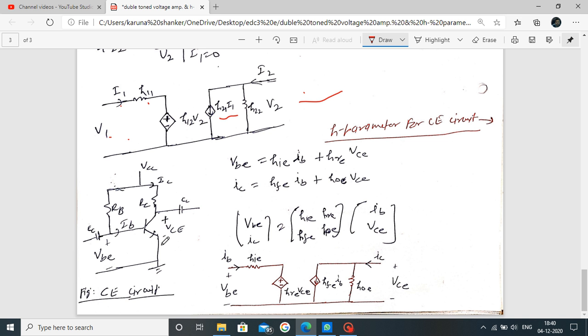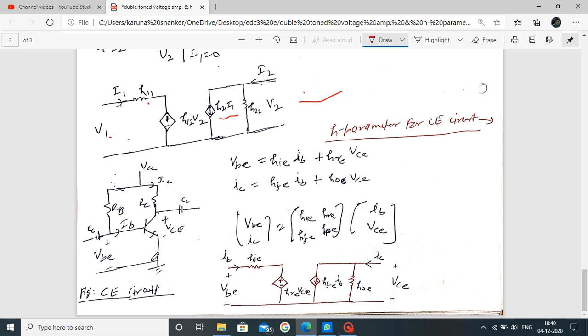We studied different types of biasing circuits, such as fixed bias circuits and voltage divider bias circuits. Here we cannot draw the voltage divider bias circuit. Here is the common emitter circuit because the emitter is grounded. Now we draw the H parameter for this common emitter circuit.